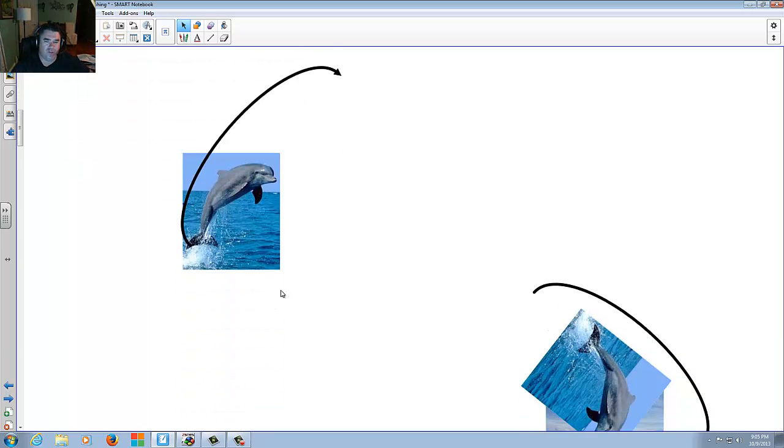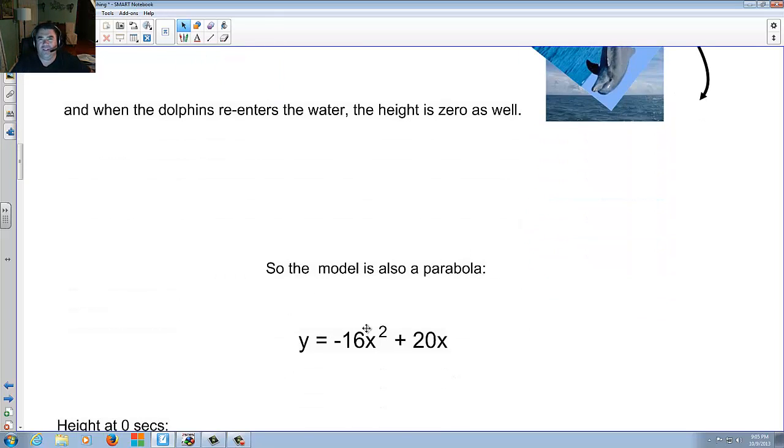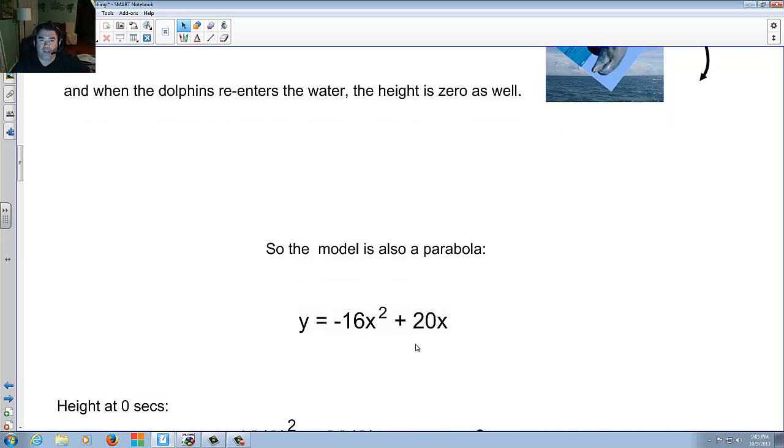So it first starts the jump. Then, as it re-enters the water, the height is 0 as well. So you start at 0, and you're going to end at 0. So those are your two different y values. You're going to hit the water on the way up and hit the water on the way down. So the model is also a parabola. Y equals negative 16x squared plus 20x.